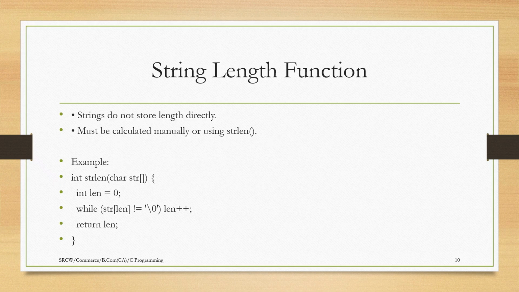Since strings in C do not store their length, we must compute it manually. The standard library function strlen does exactly this. It loops through the string until it finds the null terminator and returns the number of characters before it. This is why string handling in C requires extra care compared to other programming languages.